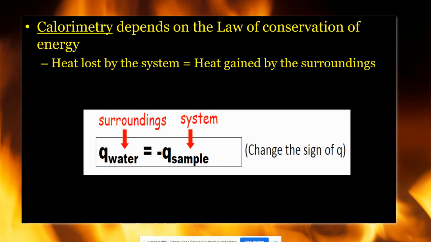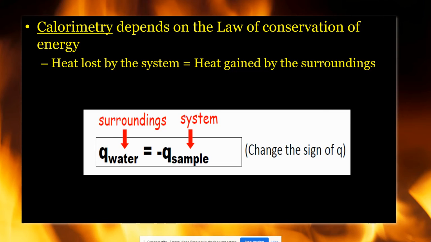Calorimetry is a process that we use to identify the heat given off by various samples. This is used quite often in food laboratories to determine the amount of calories in food products. Calorimetry depends on the law of conservation of energy.